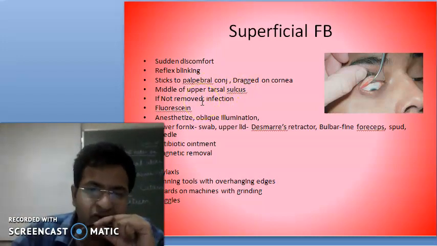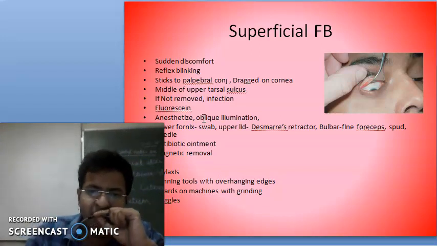And the most common location is the middle of the upper tarsal sulcus. If it is not removed, infection can result in the form of conjunctivitis. We should use a fluorescein stain to assess the location. We should anesthetize the cornea with the oblique illumination.